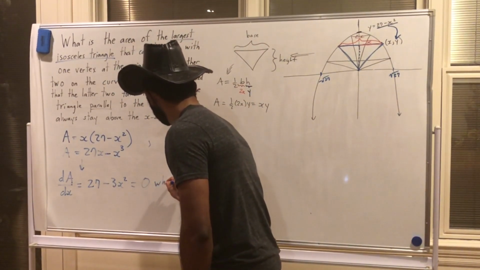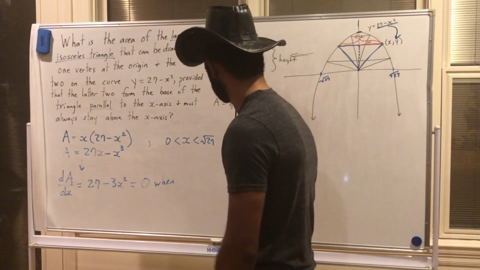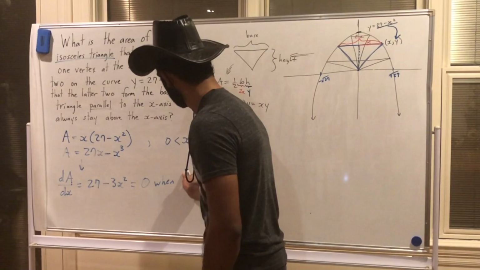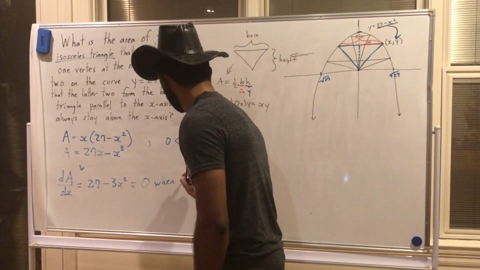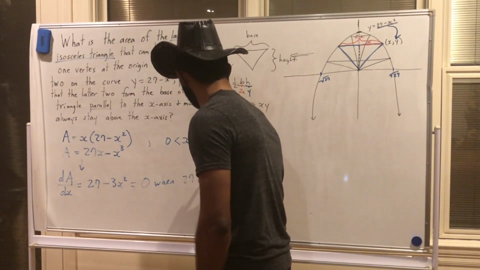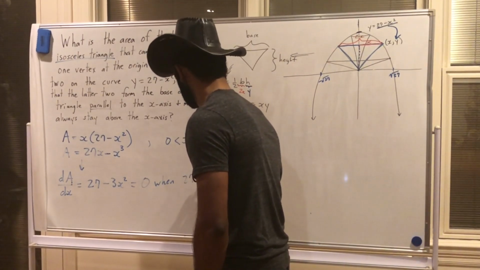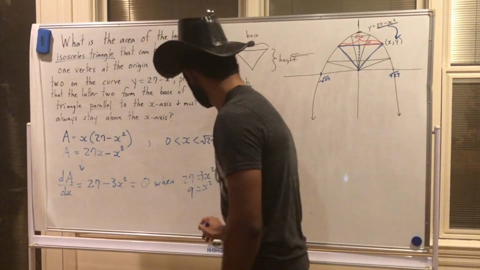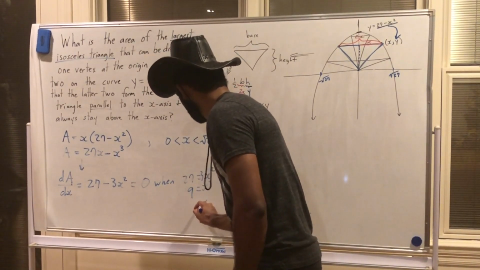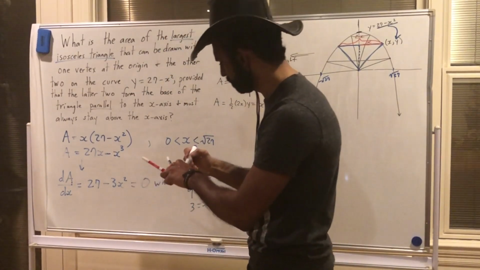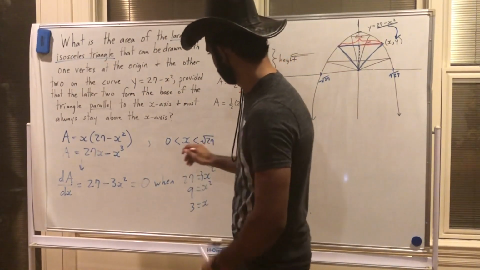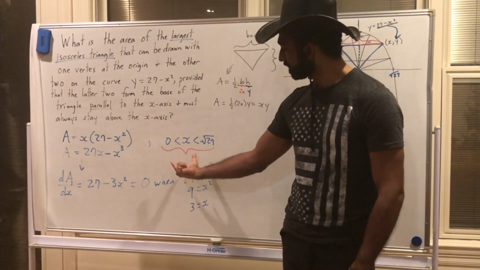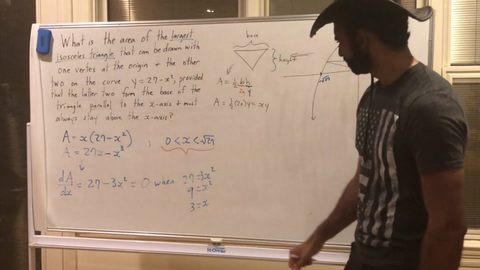When is that true? When x squared is 9. 27 equals 3x squared, so x squared is 9. So x has to be 3. Why do I not care about negative 3? Because we're only worrying about the first quadrant. Exactly, the first quadrant, these values right there.